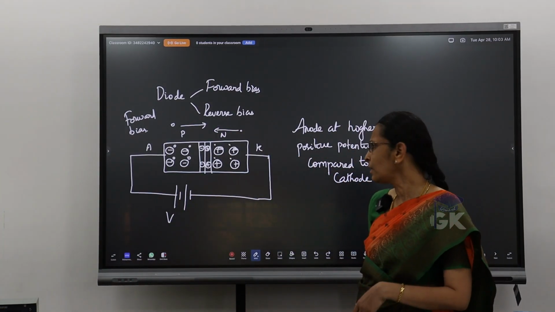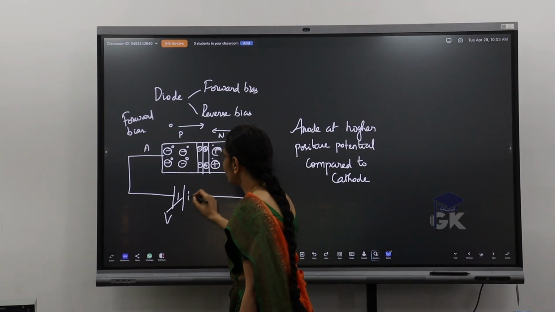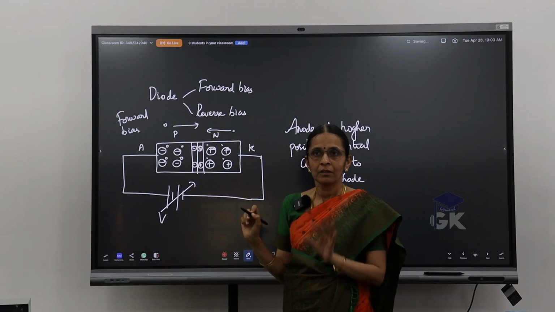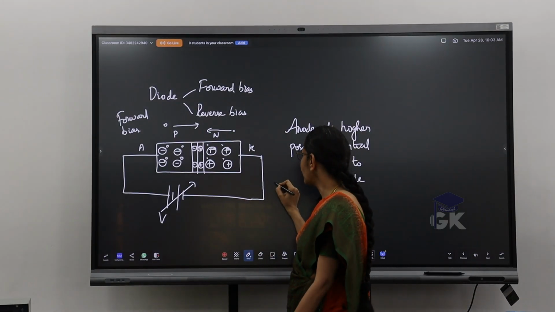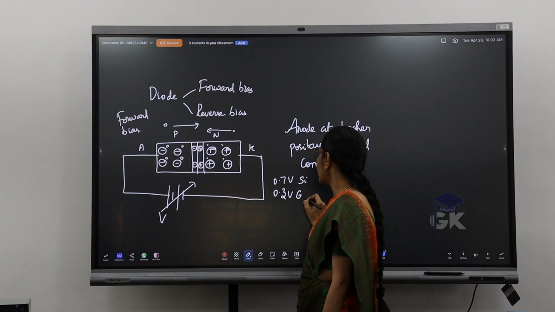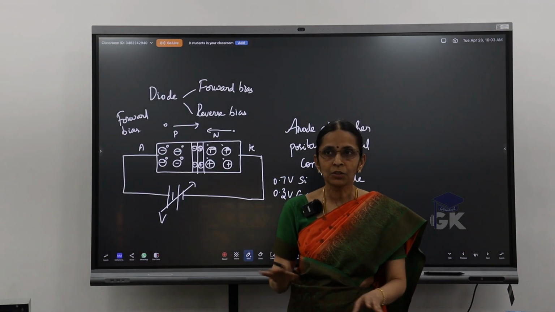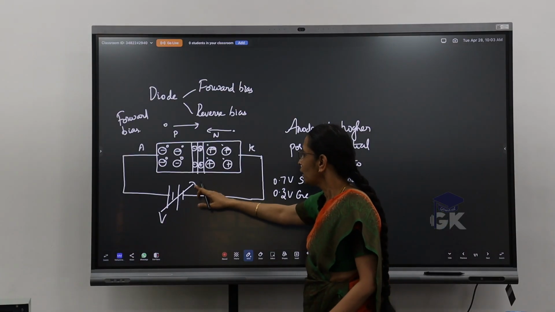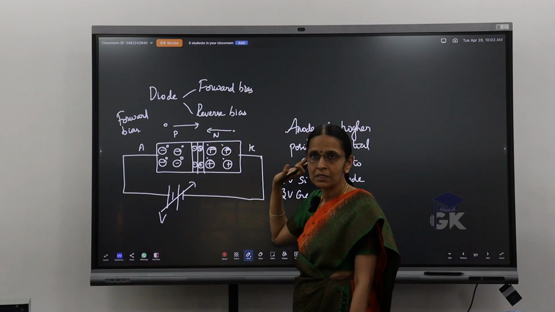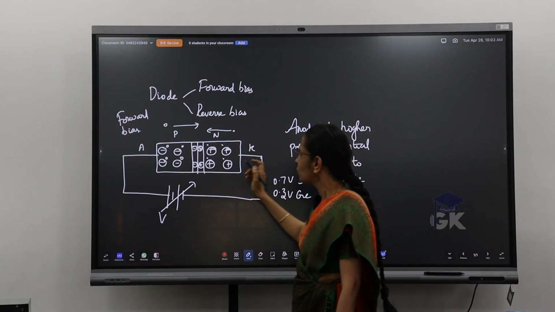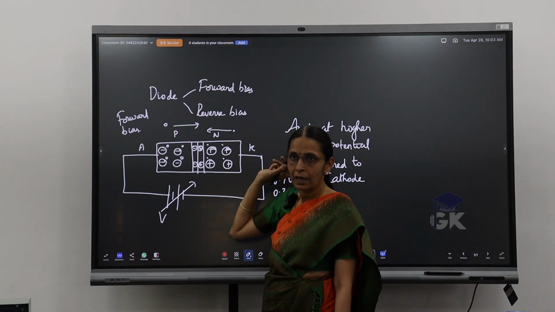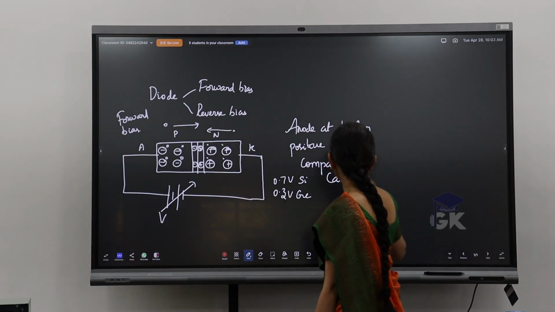So I keep increasing the potential here, the bias here. Until the barrier potential, which is say 0.7 volt or 0.3 volt for silicon and germanium, there is no conduction. Once my voltage increases beyond that, the conduction is going to start for the diode. Right? So electrons move from N to P and your holes are going to move from P to N in this case.